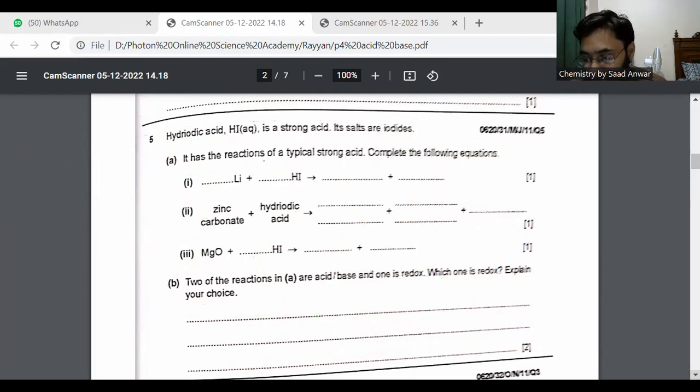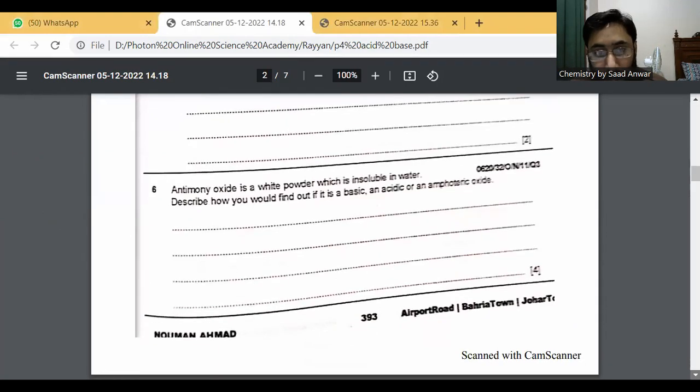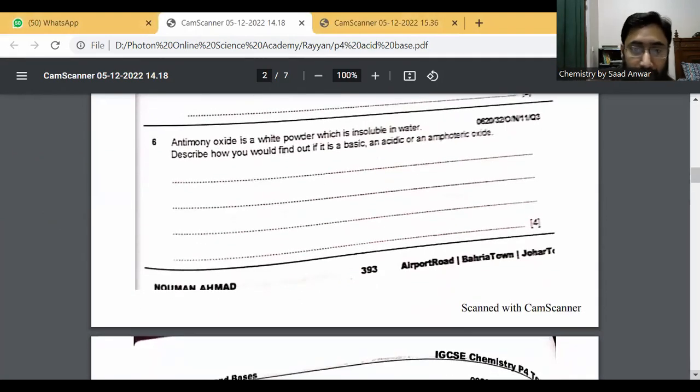So guys, going towards the next question. Antimony oxide is a white powder which is insoluble in water. Describe how you would find out if it is basic, acidic, or amphoteric.